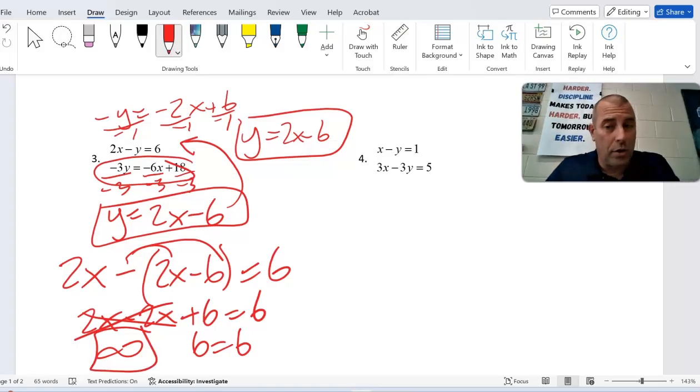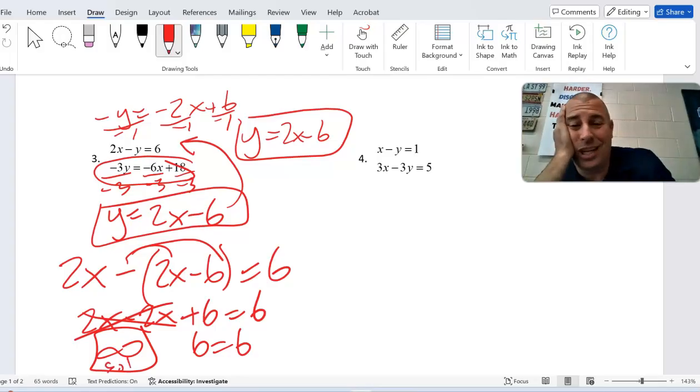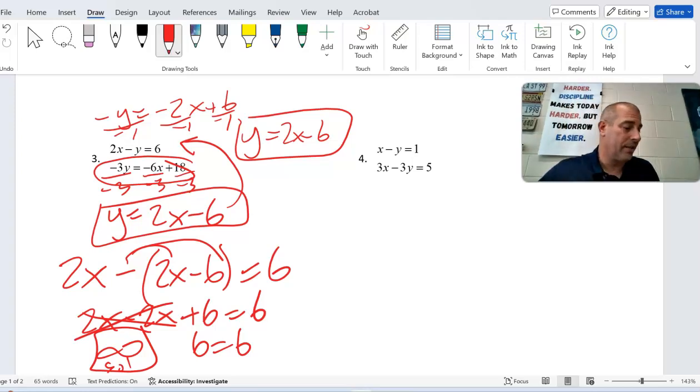If you wrote them out as ordered pairs and you did the infinity symbol, that's fine. If you said IMS, infinitely many solutions, that's fine. As long as we're saying it, we're good regarding it. All right. So that's good. Let's turn the page here.